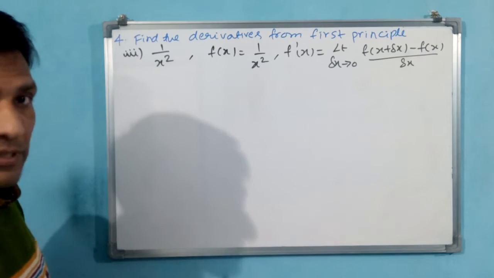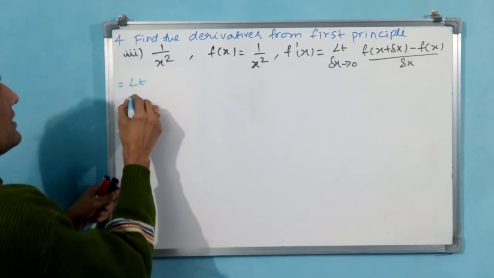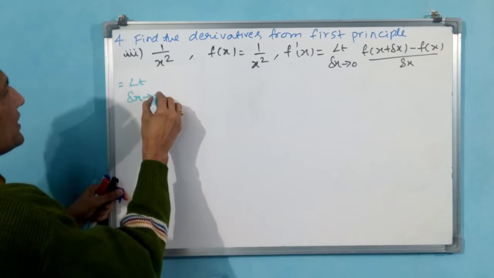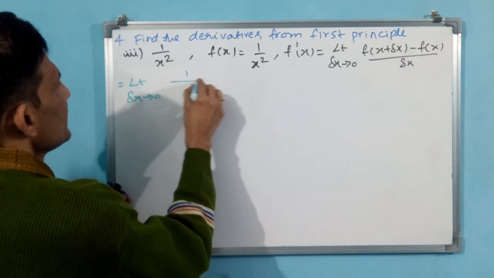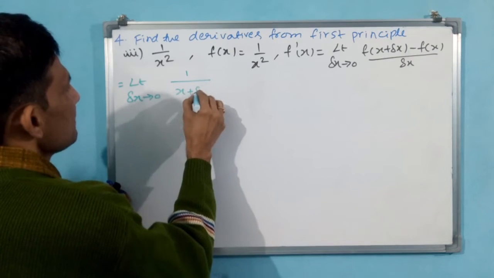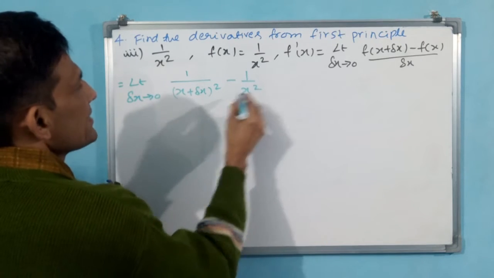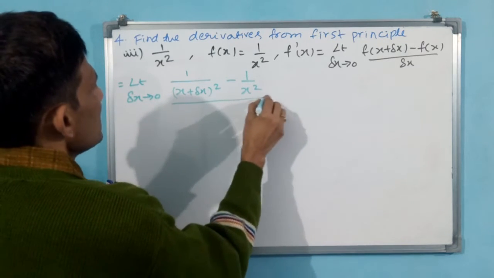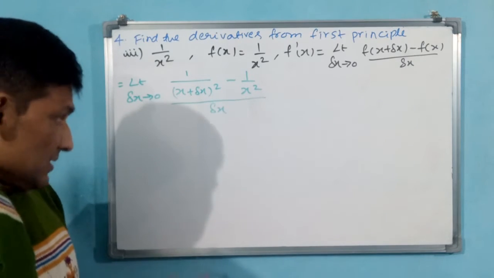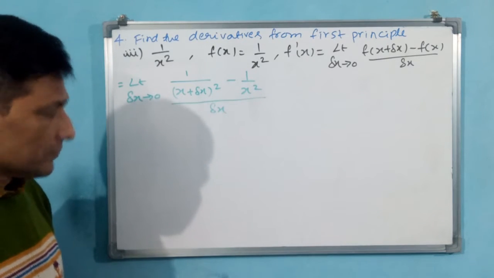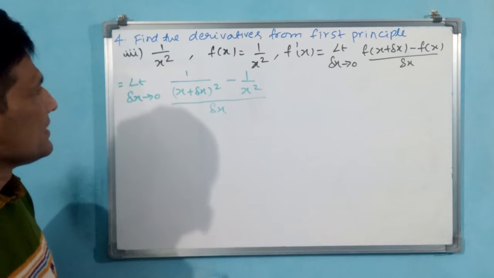Now you substitute. You see what I am doing? Limit delta x tends to 0, 1 by x plus delta x whole square minus 1 by x square divided by delta x. Is it okay? Like this you have to write.